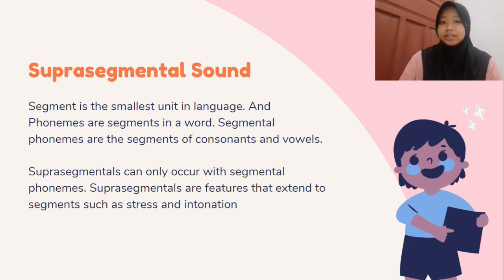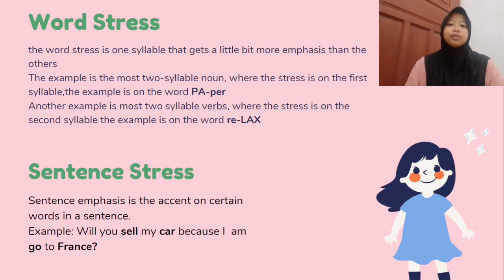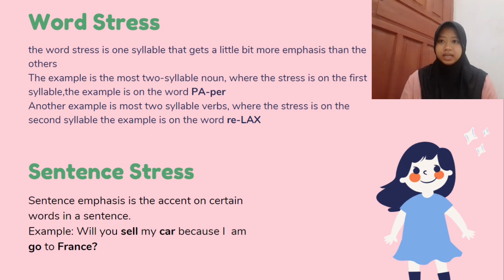After learning about suprasegmentals, we will continue to discuss word stress. What is word stress? Word stress is one syllable that gets a little bit more emphasis than the others. We can say it a little louder and it can help us pronounce the word correctly. From several sources, I know that there are 6 word stress rules, but here I will only explain the important points. An example is most 2-syllable nouns, where the stress is on the first syllable.